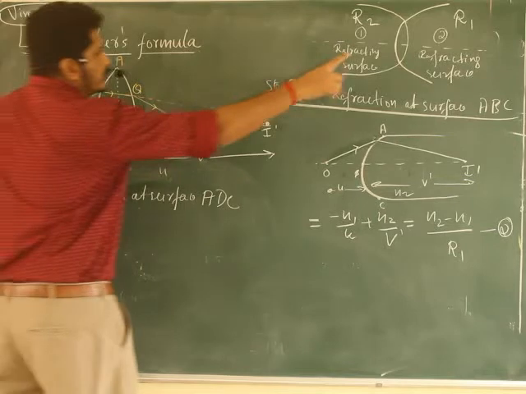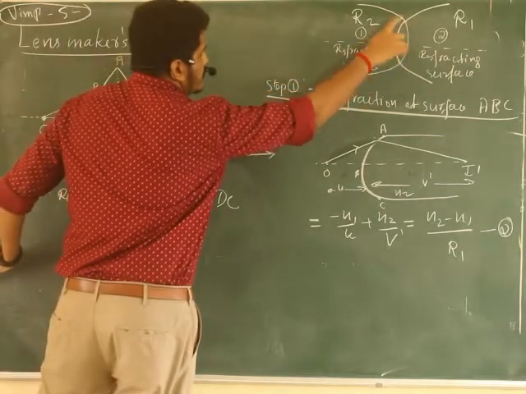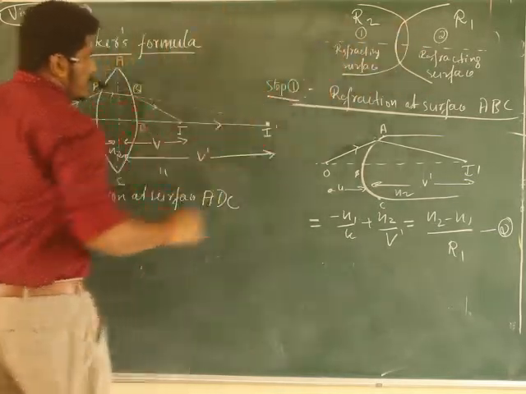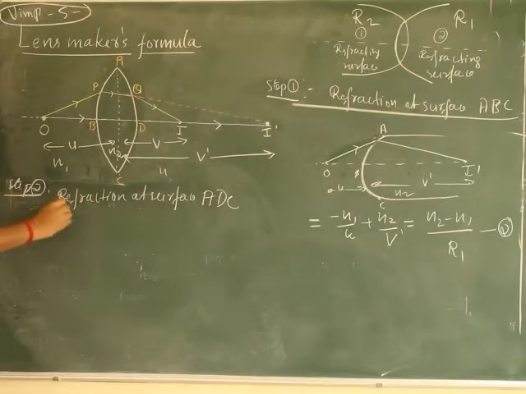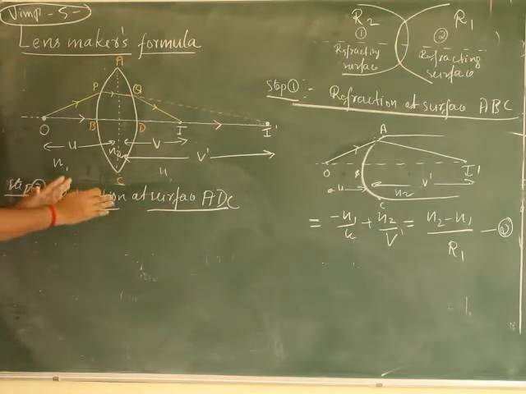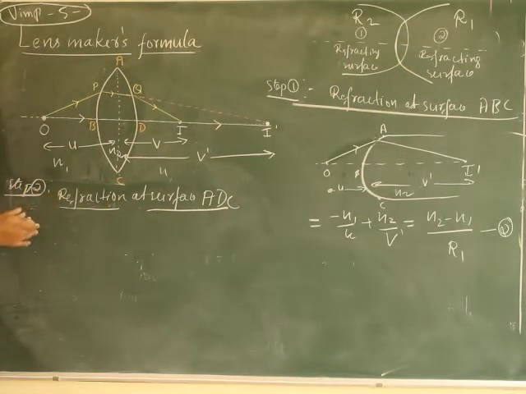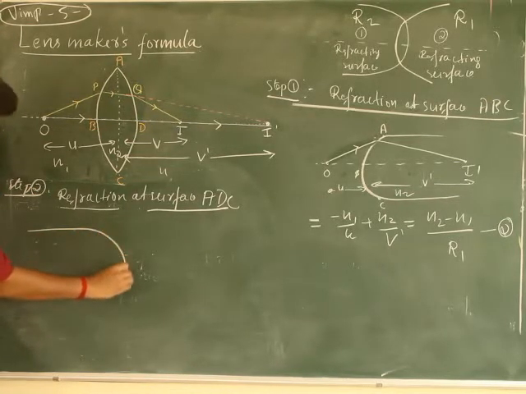What is the refractive index of ADC? Sorry, radius of curvature of ADC. That means R2 is the radius of curvature, correct? So, what you have to write? Refraction at surface ADC. Then you have to apply what? Applying the formula of spherical refracting surface. What is that? Refractive index of object space. So, first I will draw the diagram. This looks like this.